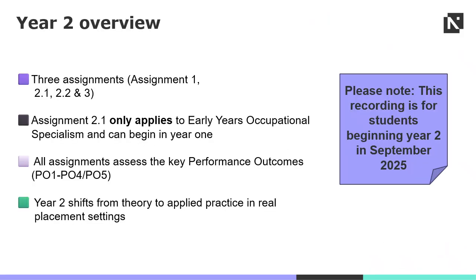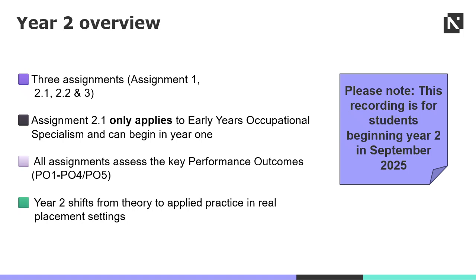Let's begin with an overview of Year 2. Students will complete 3 assignments. These are labelled Assignment 1, 2 Part 1, 2 Part 2 and 3 for early years, and 1, 2 and 3 for assisting teaching. Assignment 2 Part 1 is unique to the early years specialism.